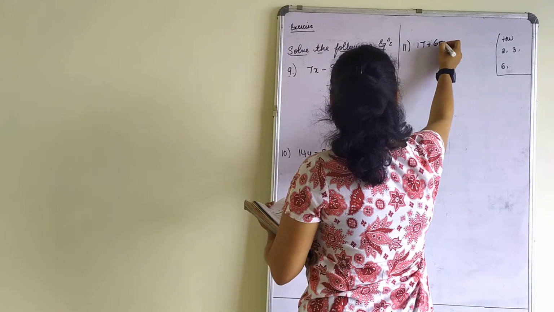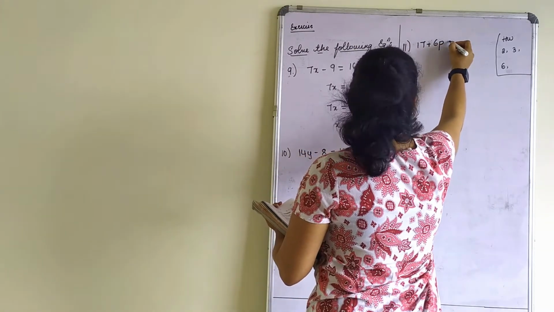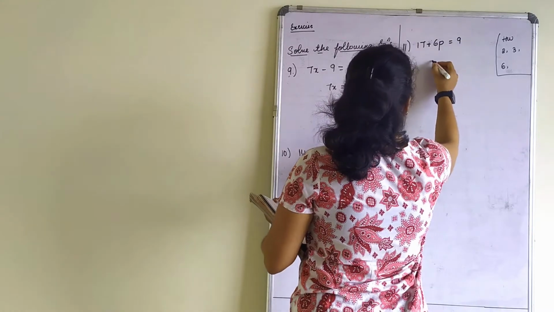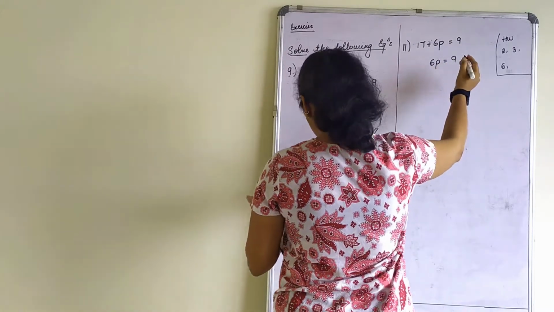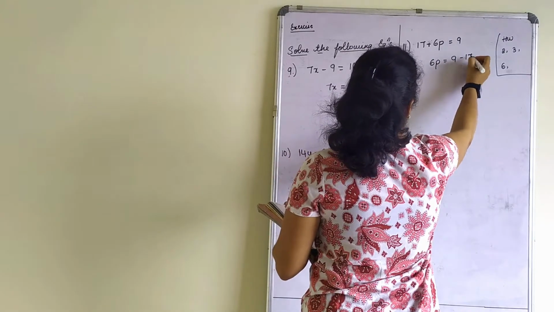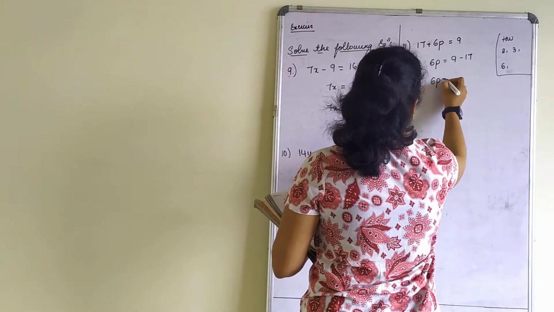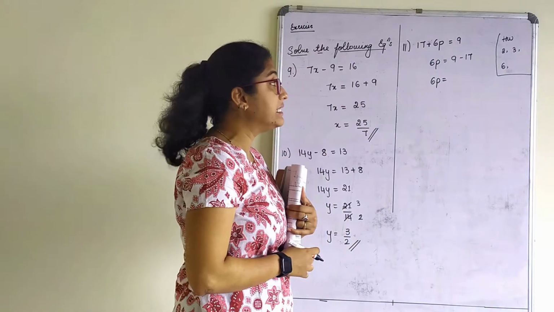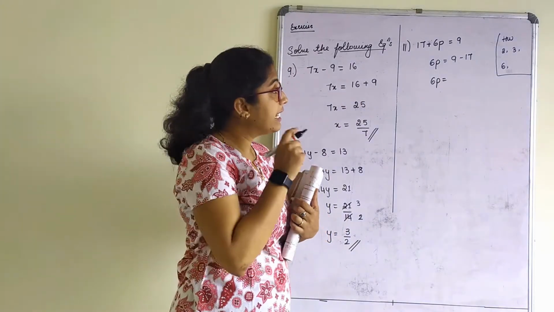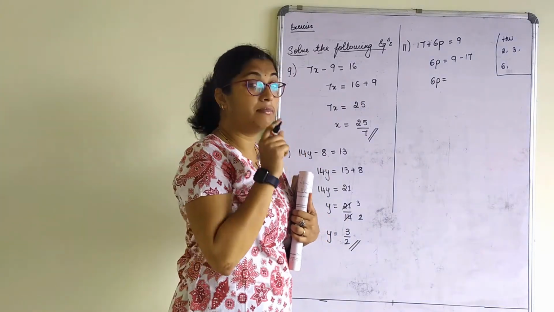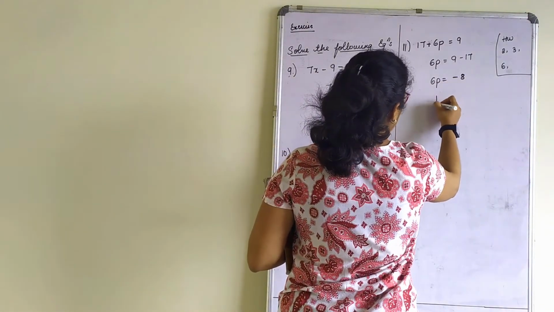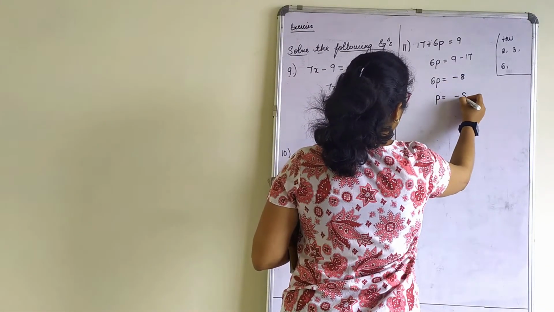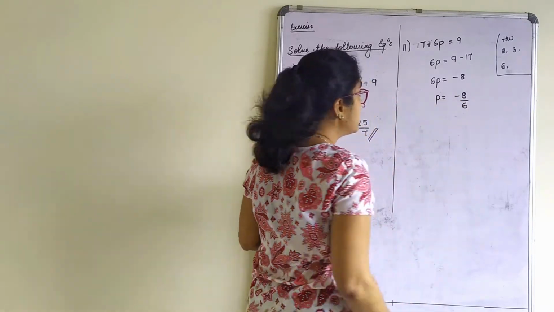17 plus 6p is equal to 9. So 6p is equal to 9 minus 17. 9 minus 17 is 8. Negative sign, because 17 is the greater number, so the minus sign is there. So minus 8. P is equal to minus 8 by 6.